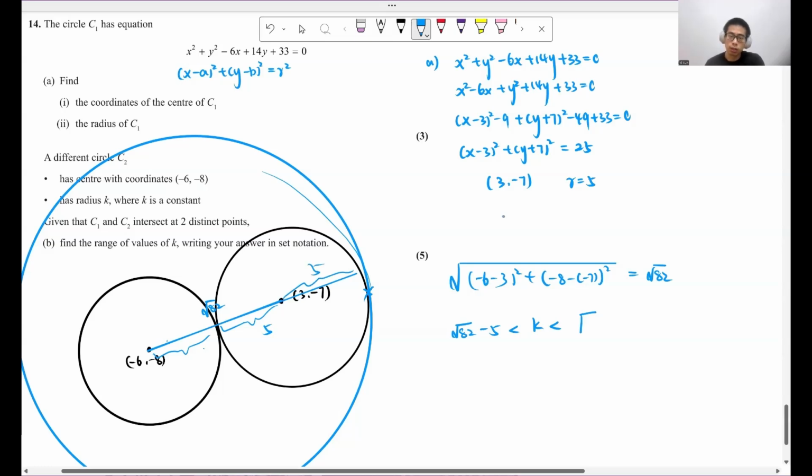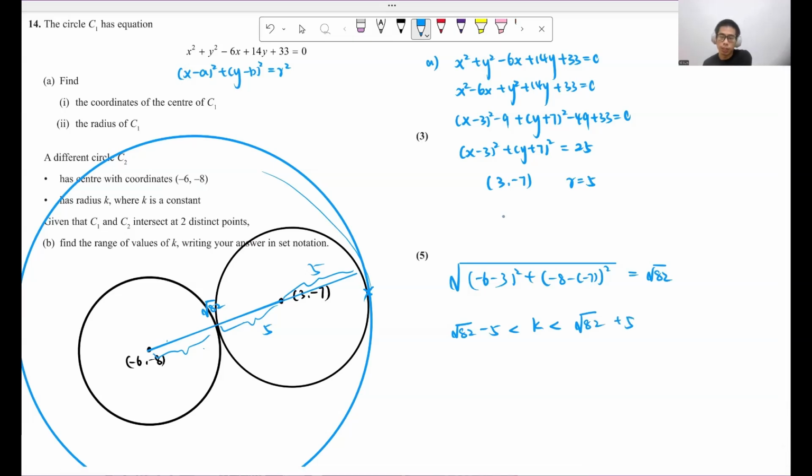So then that will be the range of possible values for k. So they want it in the set notation form. So it has to be k is more than root 82 minus 5 and then less than root 82 plus 5 inside the curly brackets. Then that'll be the final answer.